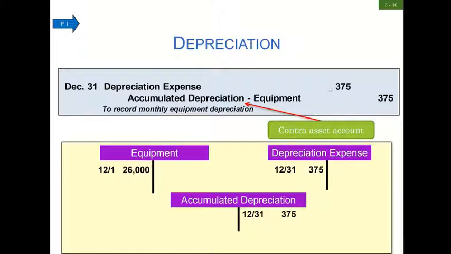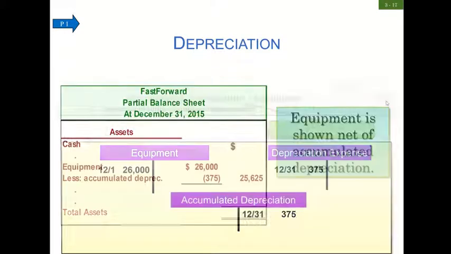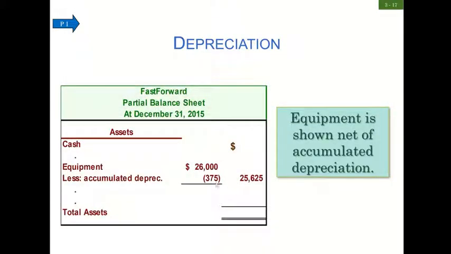So we have depreciation expense debit with 375 and accumulated depreciation credit with 375. This is for depreciation, and as I said before, when we present the equipment in the balance sheet, you'll see equipment 26,000. This is the original cost, minus accumulated depreciation, which is the depreciation that we just calculated, and the difference here will be the net cost. The net cost is known as book value, which is the cost minus accumulated depreciation.